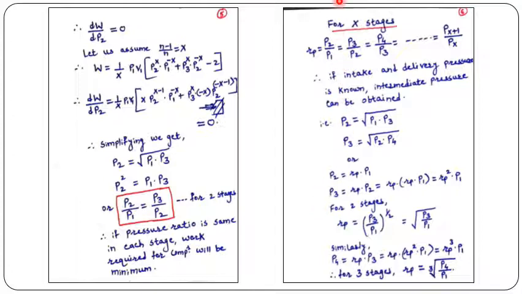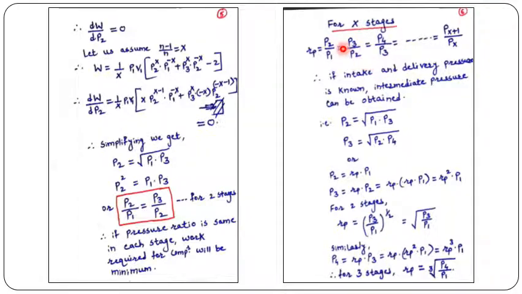So, for x number of stages, I can write this pressure ratio, which is P2 by P1 equal to P3 by P2 equal to P4 by P3, right. For x number of stages, I can write this expression. So, for each stage, the pressure ratio will be the same. For x stages, it will be P(x plus 1) by Px, which will be the same as P2 by P1 or P3 by P2, whatever. So, if for each stage the pressure ratio is maintained the same, then only you can say that the work which is required will be minimum.